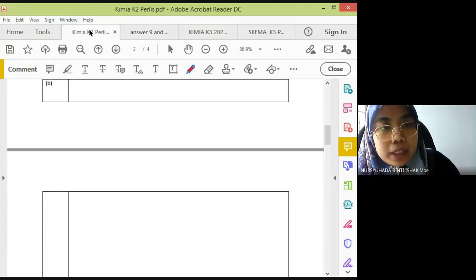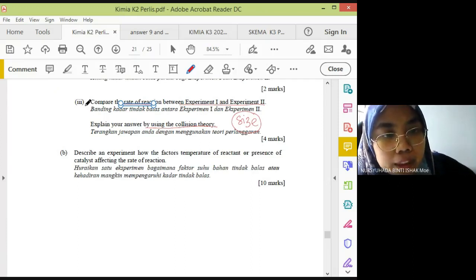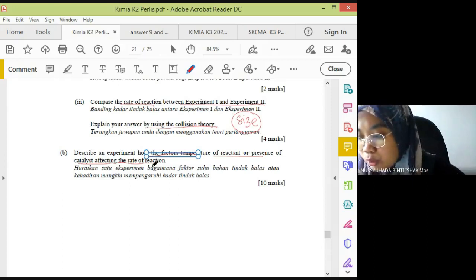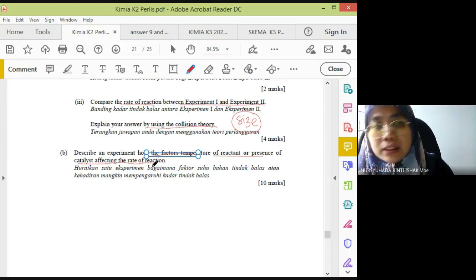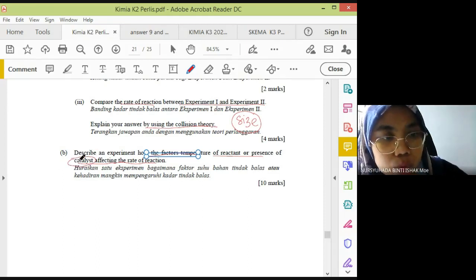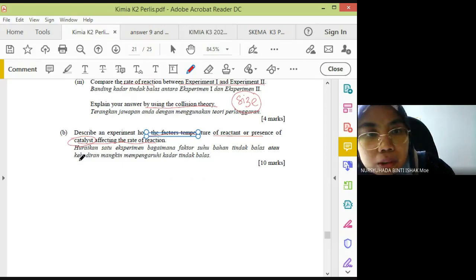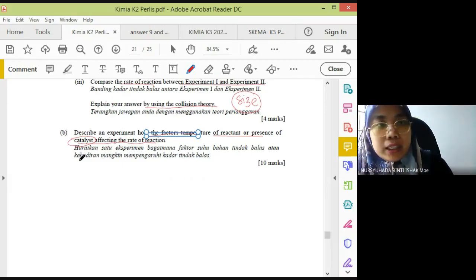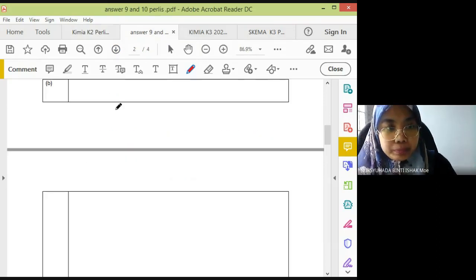Okay, question B. They ask you to describe an experiment on how factors like temperature of reactant or presence of catalyst affect the rate of reaction. Okay, so untuk yang ini cikgu guna catalyst. So gambar eksperimen tu, sebab dia minta kamu describe an experiment saja kan. Okay, kita pergi tengok jawapan.